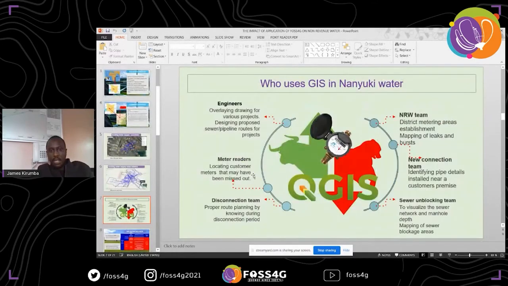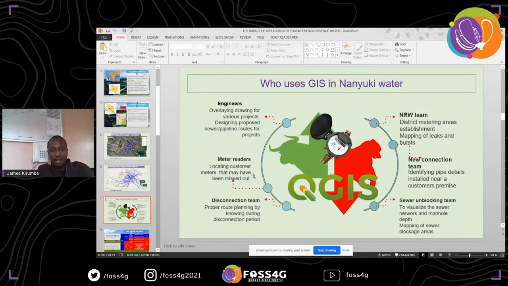So maybe we can ask ourselves, who uses GIS in Nanyuki Water? We have the engineers. All the engineers in Nanyuki Water use GIS. They overlay drawings for various projects. They also do design proposals, that is for sewer lines, as well as determine the routes for various projects.